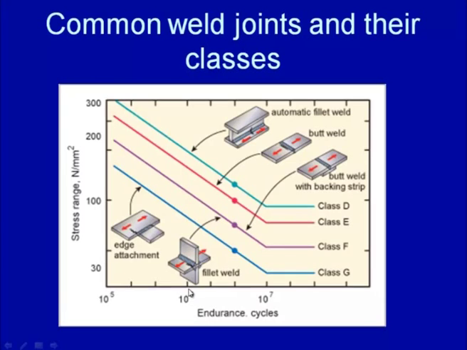For the given life of 10 to the power 6 cycles, the allowable stress range for the G class weld joint is found to be even lower than 100 MPa, while that for the D and E classes it is more than 200 MPa. So, that shows that the lower the class of the weld, the higher the allowable stresses for a given endurance cycle or the given fatigue life.